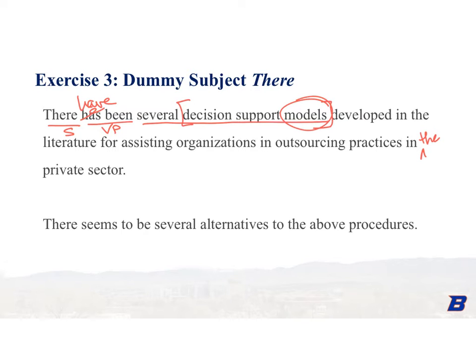The next one: "there seems to be several alternatives to the above procedures." On hearing this, it sounds okay. And keep in mind, too, that other verbs besides "to be" verbs can follow "there." So you can have "there seems," "there exists," anything that goes with that. So "there seems to be": we have an infinitive verb phrase, then "several alternatives," and there's our plural. So this is a plural, and it needs to match, and I may have corrected it when I typed it out. So: "there seem to be several alternatives to the above procedures."